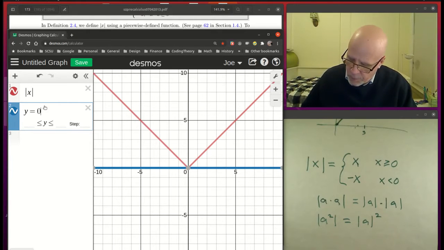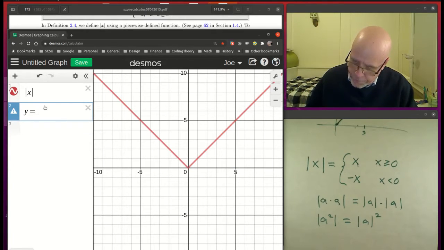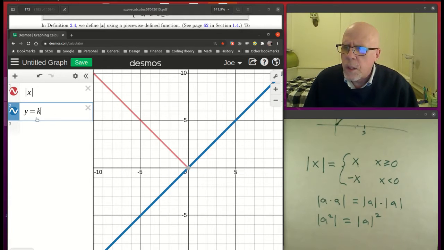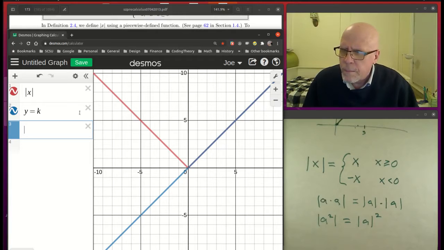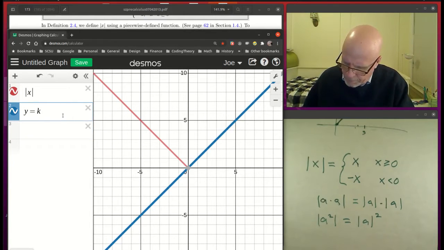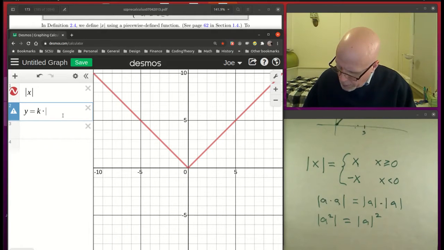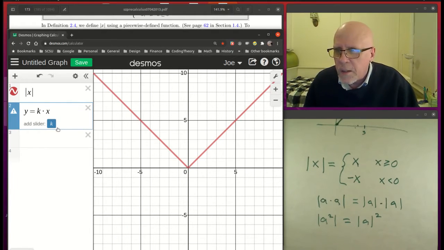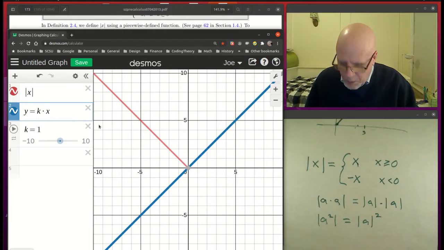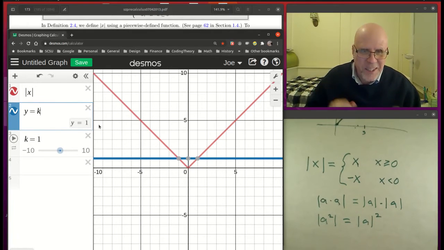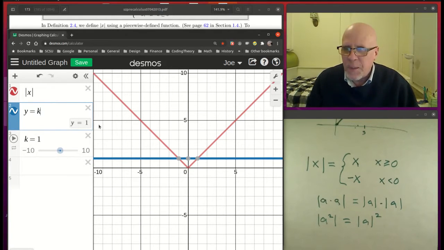Let's change this from 0 to a constant. And we're supposed to get a slider for k. Desmos isn't recognizing it when I try to add a slider for it. Okay, fine. I did it that way, and now I'll get rid of that. I just did some trickery to get it to give me a slider.